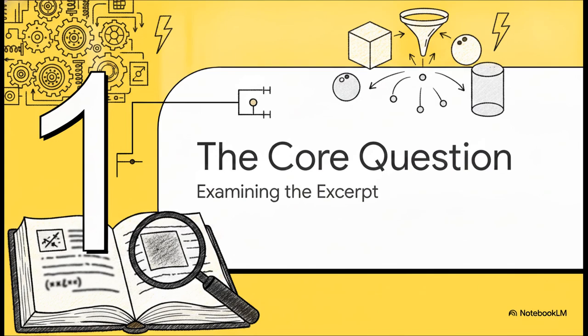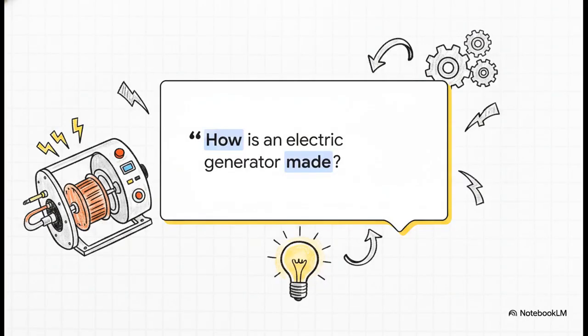Section 1. The core question. Examining the excerpt. So the text actually distills this entire massive field of study down to just one single simple sentence. How is an electric generator made? So the crucial point is, this one foundational question leads us straight into the magic of electromagnetic induction.